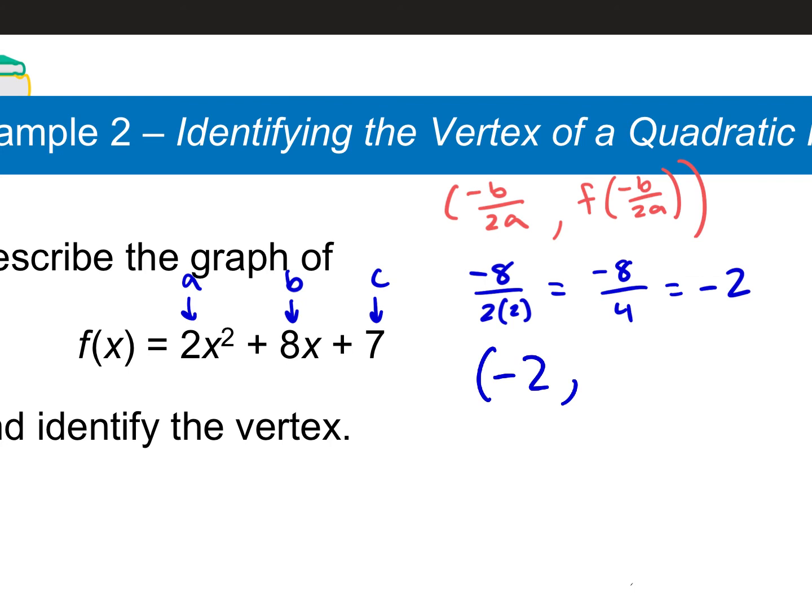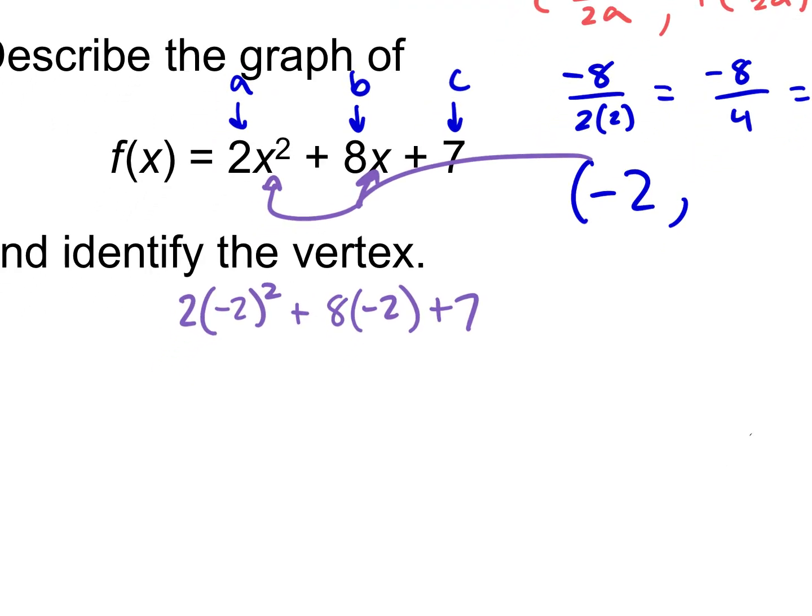Now, how do I find the y value? Plug in negative 2 into my x's. So I have 2 times negative 2 squared plus 8 times negative 2 plus 7. So we plug the negative 2 into the x's, and we solve for y.